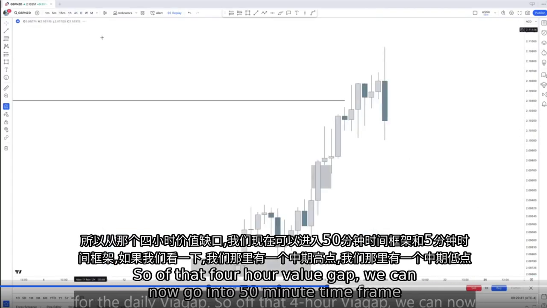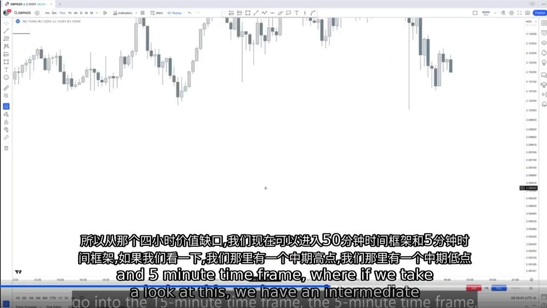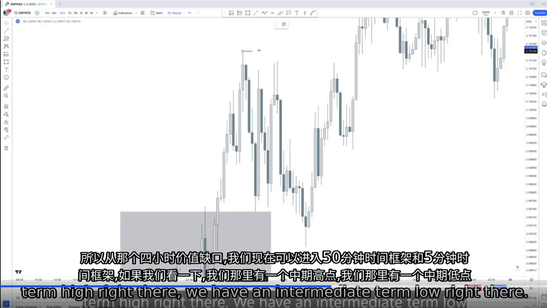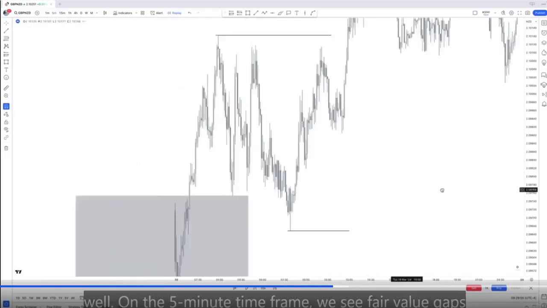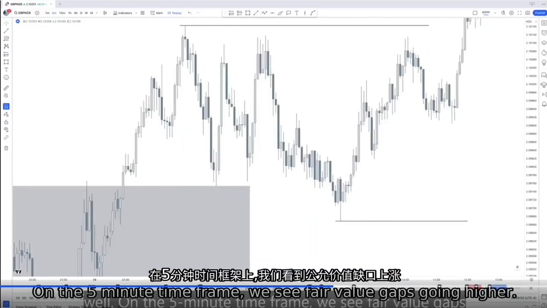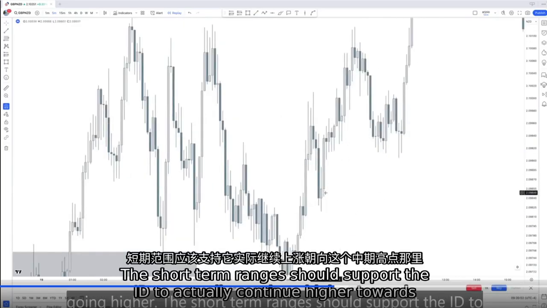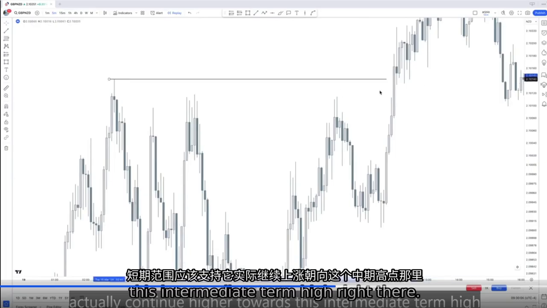So off that 4 hour value gap, we can now go into the 15-minute time frame and 5-minute time frame, where if we take a look at this, we have an intermediate term high right there. We have an intermediate term low right there. Let's dive into the 5-minute time frame as well. On the 5-minute time frame, we see fair value gaps going higher. The short-term ranges should support the idea to actually continue higher towards this intermediate term high right there.